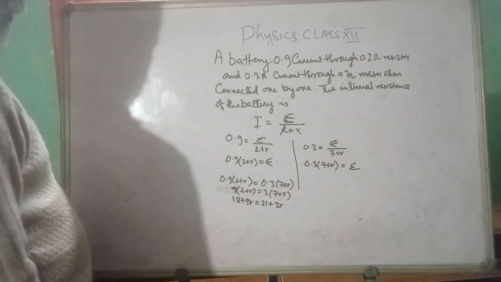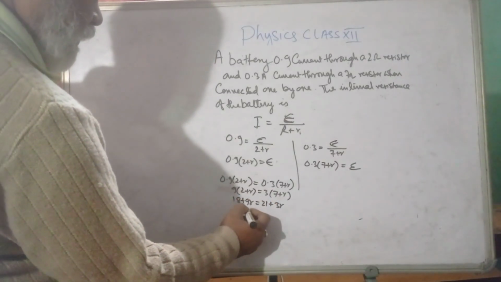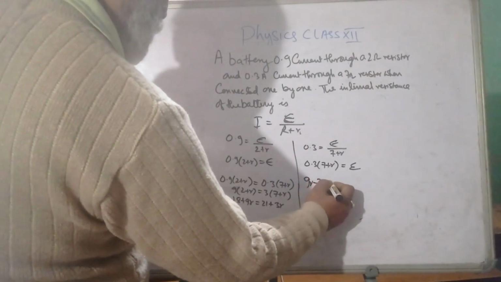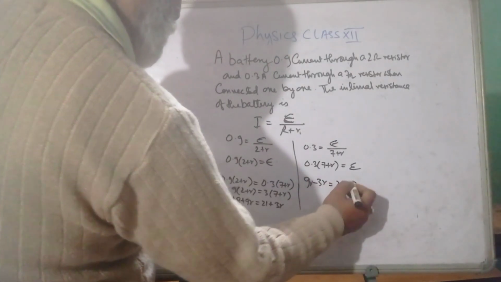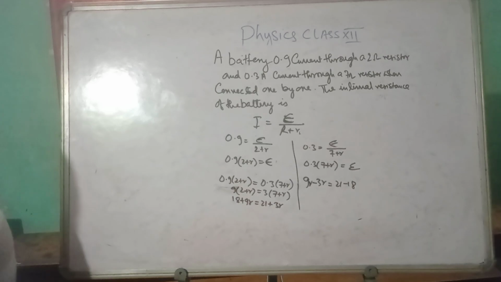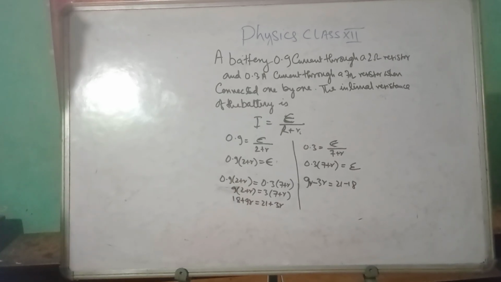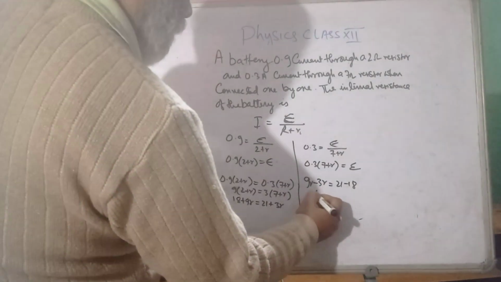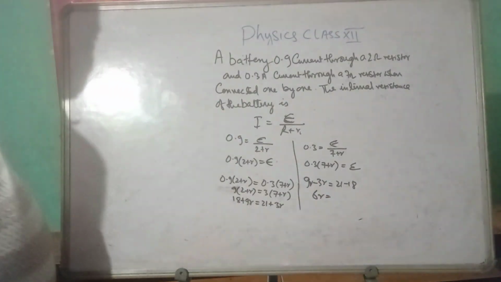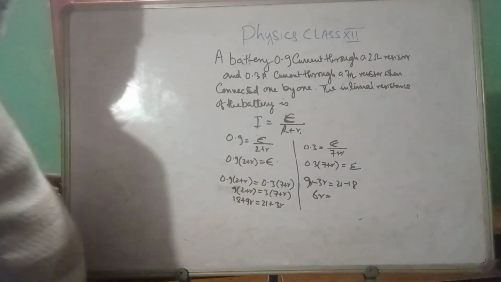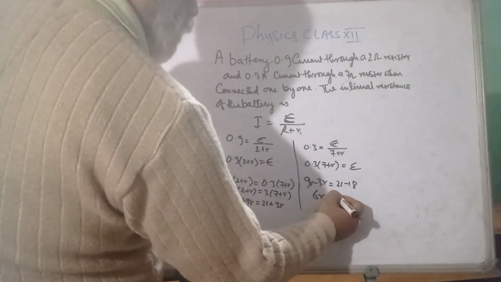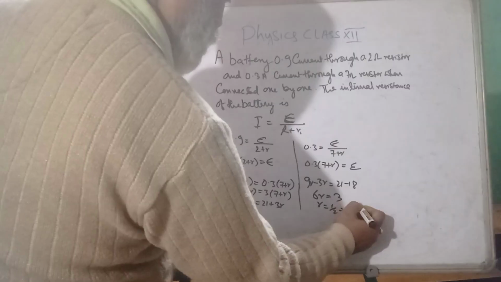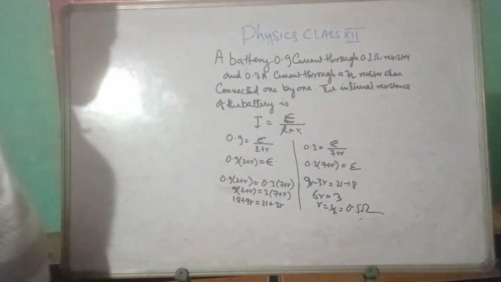So this comes out to be 9r minus 3r is equal to 21 minus 18. So this will be 6r, and here this will be 3. So r will be equal to 1 by 2, that is equal to 0.5 ohms. This is your answer.